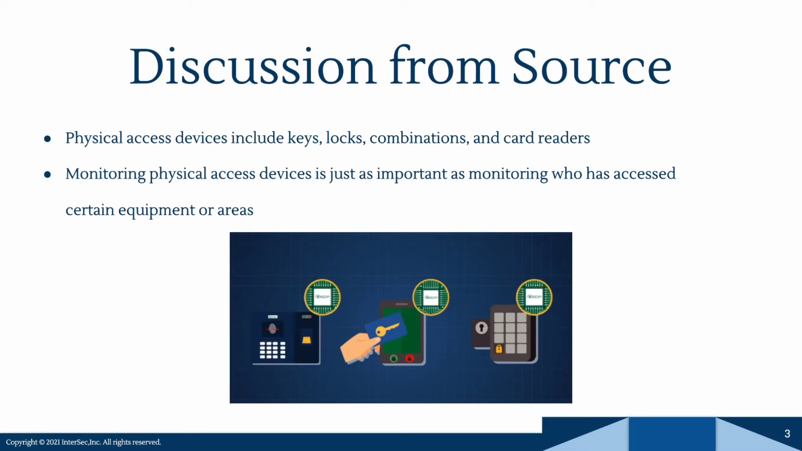Physical access devices include keys, locks, combinations, and card readers. It's important to understand that monitoring physical access devices is just as important as monitoring who has accessed certain equipment or areas. If you don't monitor them, certain issues can occur when it comes time to having to change access to those devices or updating them. So being vigilant is going to be very important.